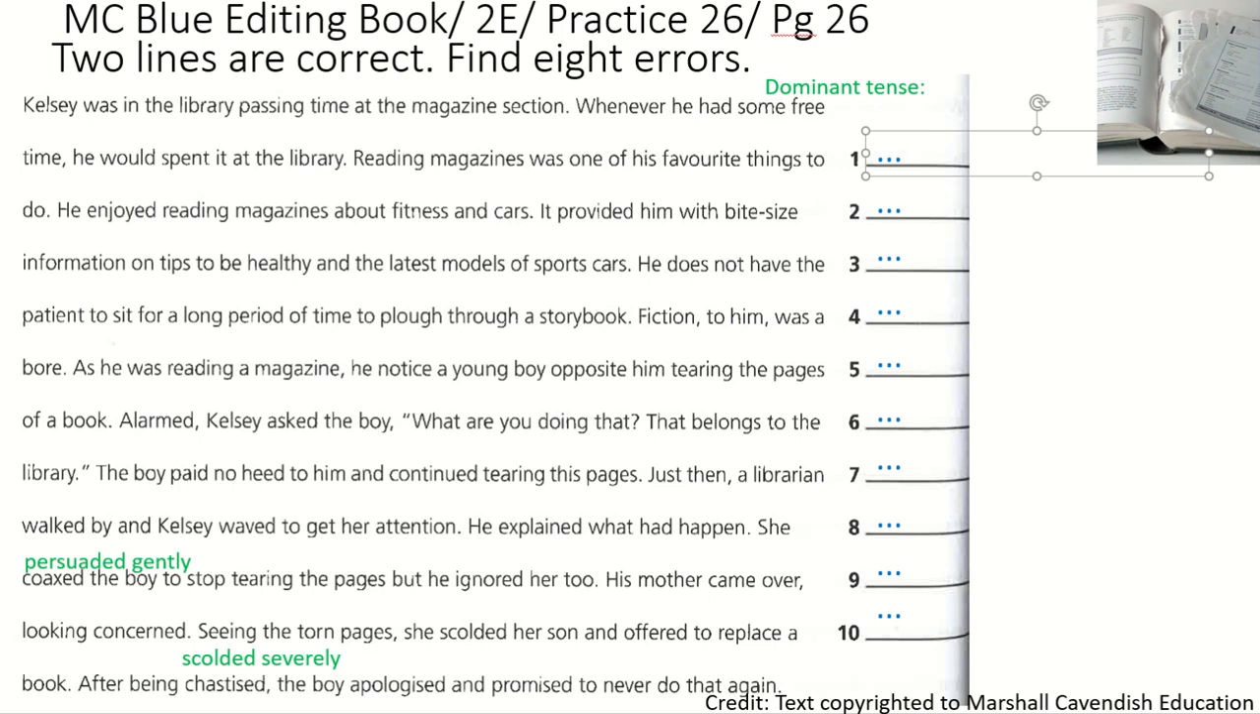Okay, we are doing the MC Blue Editing Book, Practice 26 on page 26. Two lines are correct, find 8 errors. So the first and the last line are correct, so I'm putting a tick to indicate that.